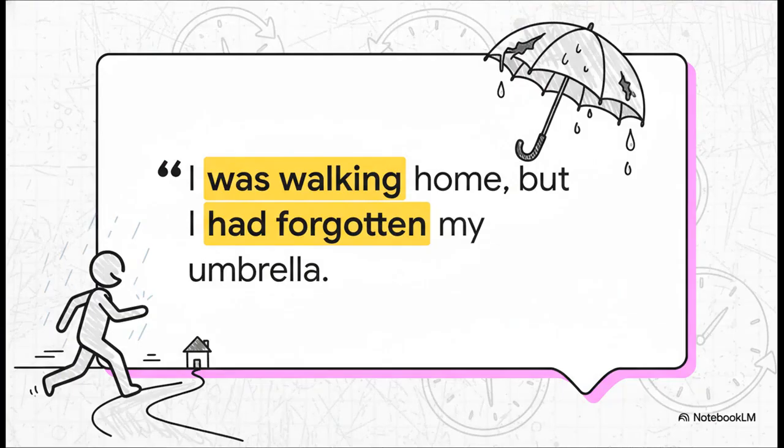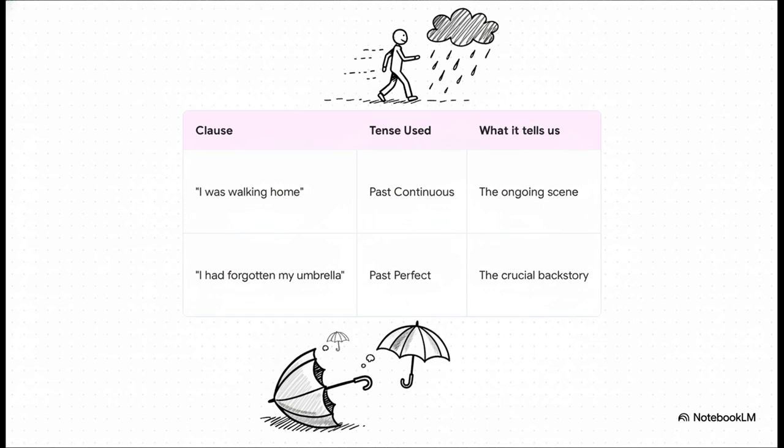Okay, here we go. This is a classic. A sentence that combines 2 of our brand new tenses. I was walking home, but I had forgotten my umbrella. So what's actually going on here? Let's take it apart. This table lays it all out for us. That first part, I was walking home, that's our past continuous. It's painting the picture, right? It's the ongoing scene. But the second part, I had forgotten my umbrella, that's the past perfect. It's giving us the crucial backstory. The act of forgetting happened before the walking even started. See how they work together to tell a much richer story?